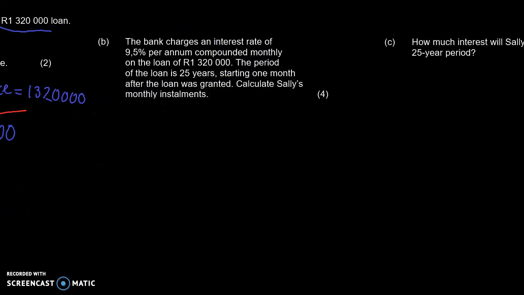If we move across, let's change color for this one. Let's go to purple. The bank charges an interest rate of 9.5% per annum compounded monthly. Okay, so far we have the interest rate and we have the compounding period. On the loan of, okay, we know the loan is that much. The period of the loan is 25 years, so that's also important, starting 1 month after the loan was granted. In other words, we don't have to do anything funny. We just know that the number of payments is going to be 12 times 25, monthly and 25 years.